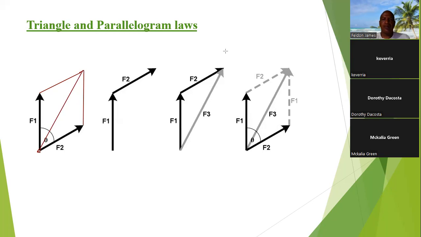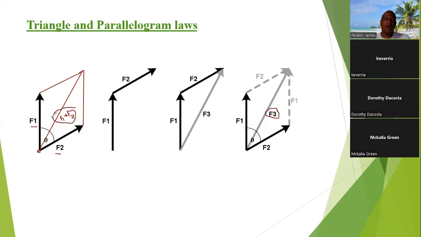And then to get the value of the resultant, you're just going to simply do what? You're going to add F1 plus F2. So this resultant would be equal to F1 plus F2. You get the idea, guys? And this is what F3 represents. F3 represents F1 plus F2.